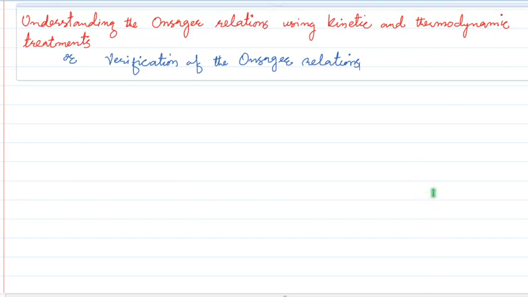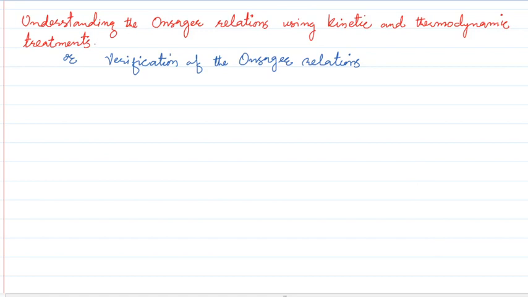Today we will discuss understanding the Onsager relations. Basically, we will use two aspects, that means the kinetic and the thermodynamic treatments. This question is sometimes asked in this way: how you can verify Onsager relations, or simply you can say verification of the Onsager relations.